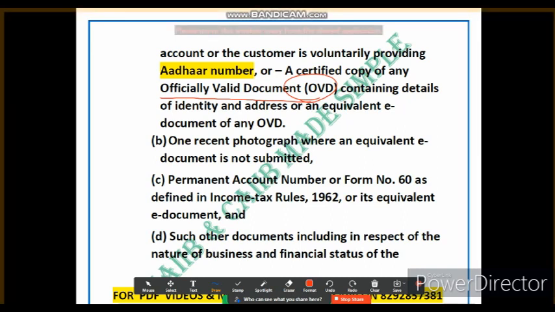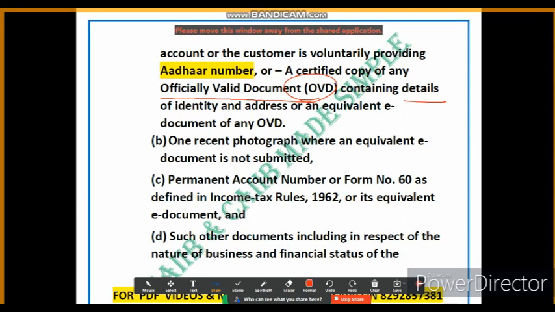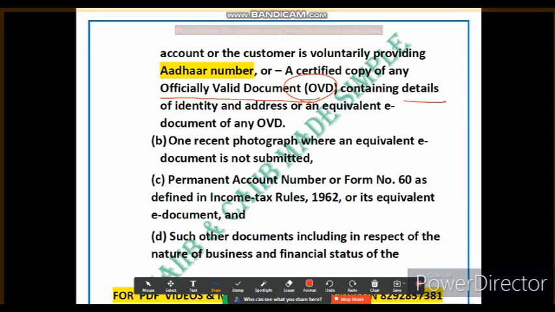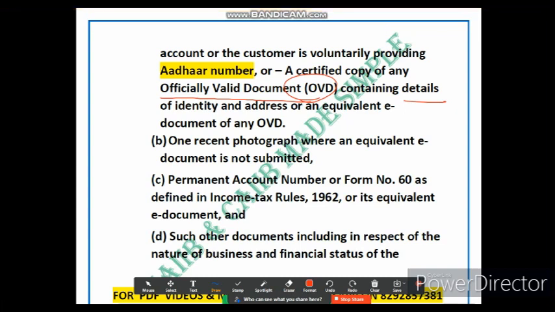In that case, they can provide a certified copy of an OVD such as a passport or driving license as a proof of identity. Alternatively, they can submit an equivalent electronic document of any OVD. The next point is, as a part of the customer identification procedure, an individual may need to provide one recent photograph. So one recent photograph is to be provided by the individual as part of this customer identification procedure.